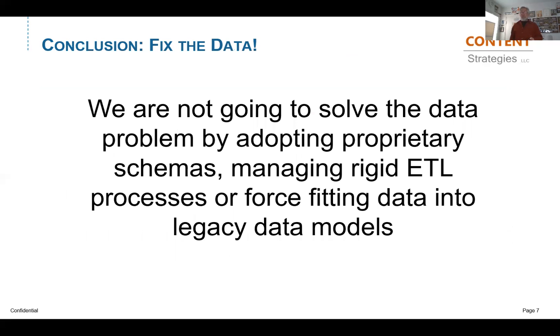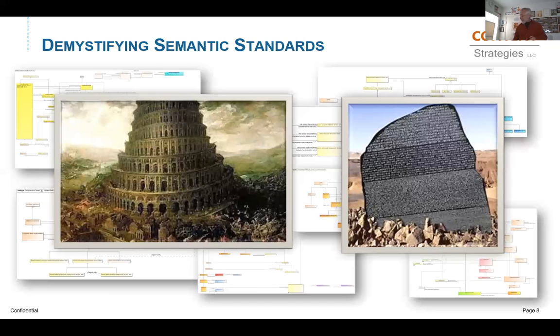The truth is, you're not going to fix this by continuing to do the same thing over and over and over again. You're not going to fix this by adopting more proprietary schemas, managing that rigid pipeline, or trying to force-fit data into legacy data models that were created for specific applications. We have to look at this differently, which is why I focus on these two concepts. I'm not going to shy away from them. One is semantics, which is just meaning, and the other is standards.